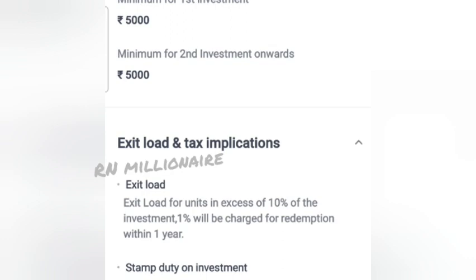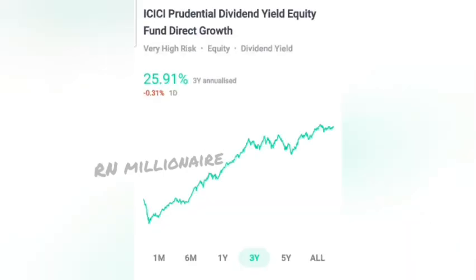If you exit or redeem within 1 year, returns are taxed at 15%. After 1 year, your returns will be taxed at 10% if your returns are more than 1 lakh in a financial year. Many fund houses have launched this kind of fund.